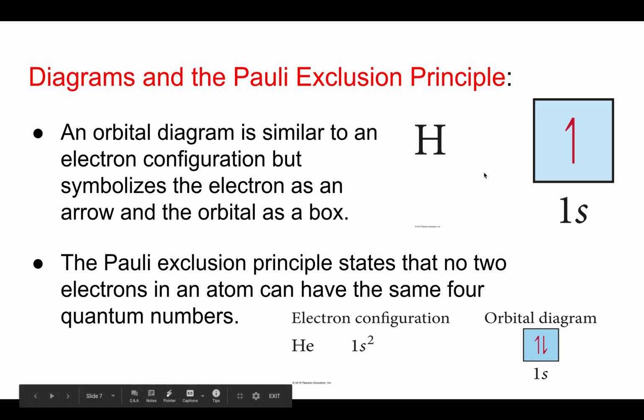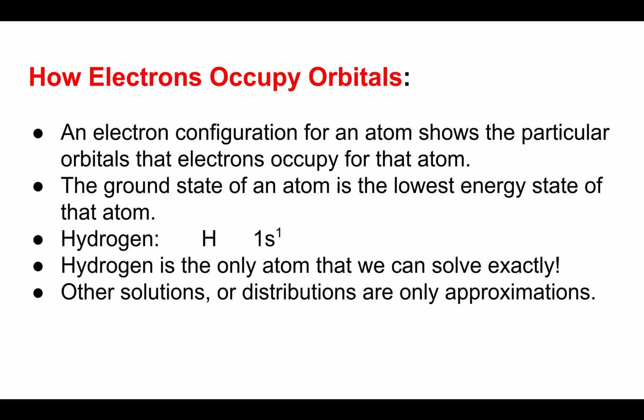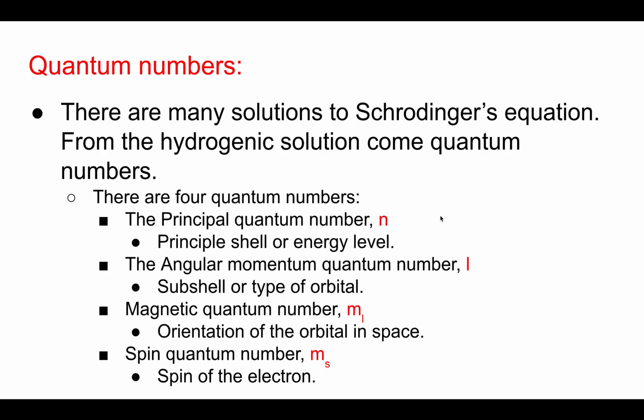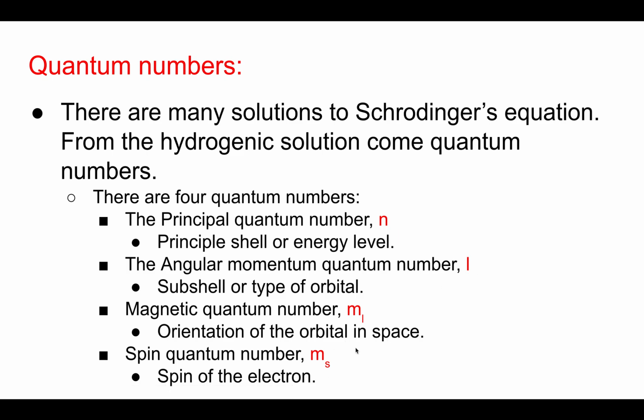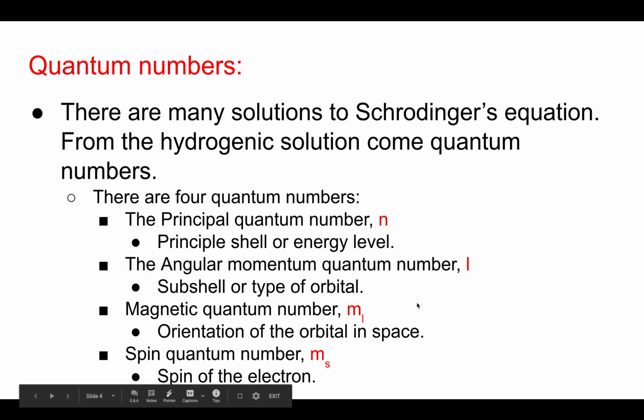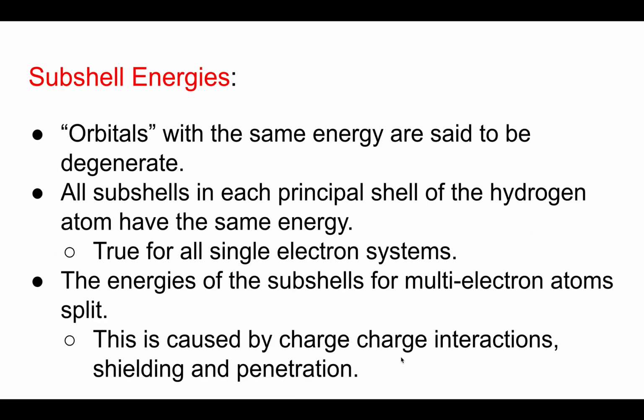For helium, we would have 2 electrons in a 1s subshell, spin up and spin down. The Pauli exclusion principle states that no 2 electrons can have the same 4 quantum numbers. So no 2 electrons can have the same address. We can have three of them the same, but then the last one is going to be either spin up or spin down. Makes sense.